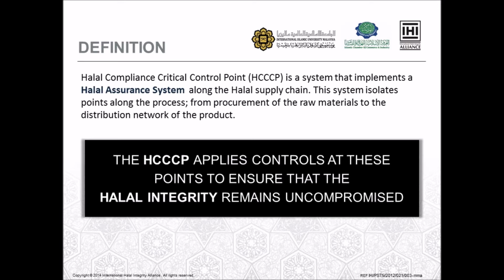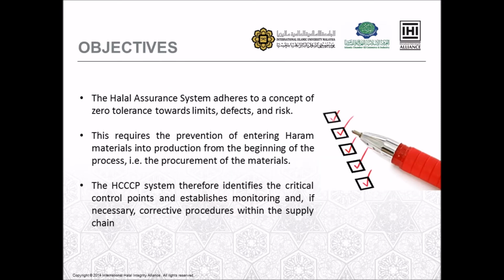This system isolates points along the process from procurement of raw material to the distribution network of the product. So the HCP applies controls at these points to ensure that the halal integrity remains uncompromised. I will show you some examples later on. So the halal assurance system adheres to a concept of zero tolerance towards limits, defects, and risk. This is the objective of this halal control point, the HCCP.